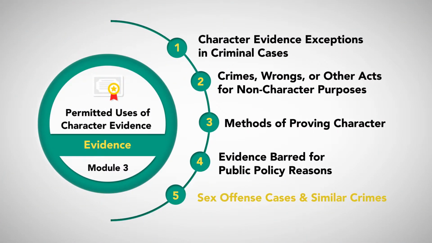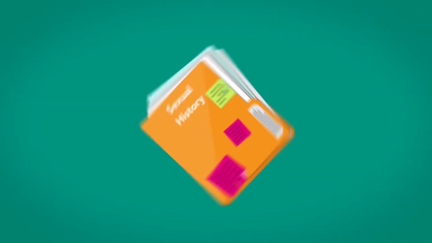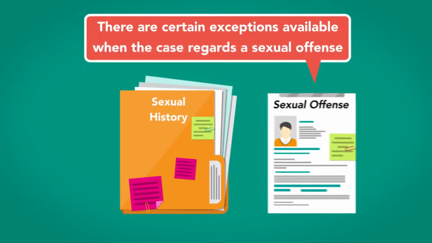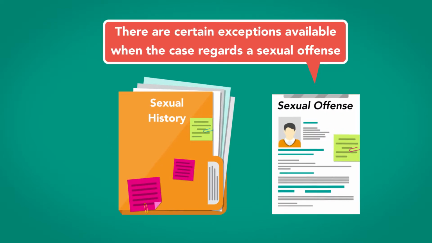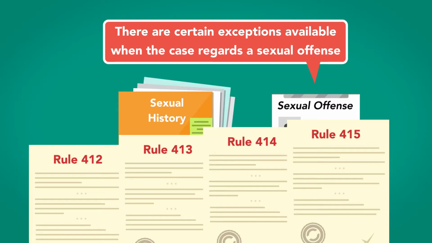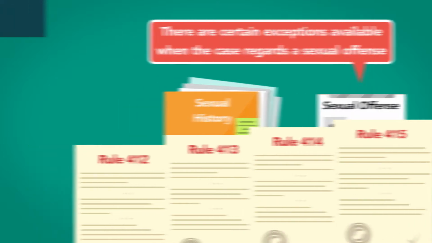Sex offense cases and similar crimes. Prior acts regarding a person's sexual history are generally inadmissible. However, there are certain exceptions available when the case regards a sexual offense. These rules are contained in Federal Rules 412 through 415.